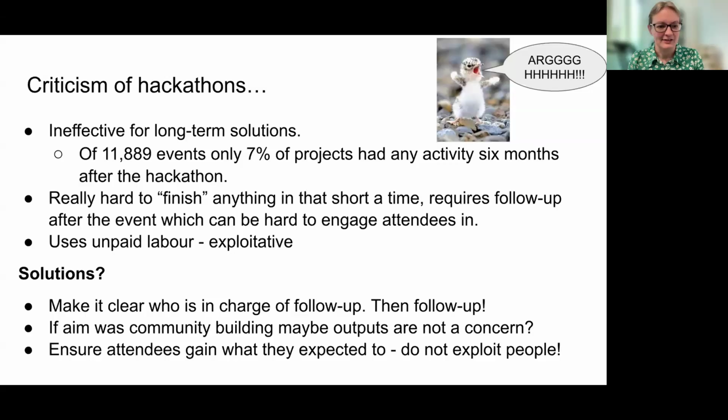So solutions: make it clear who's in charge of the follow-up and make sure follow-up happens. You don't want people to feel like they didn't get what they wanted out of it because nobody ever followed up with them. And maybe outputs aren't so important. If your aim was community building, then you might have still built a community without having anything physical to show for it at the end. Then make sure the attendees are gaining what they expected to. If you said they were going to get a paper out of it, they get a paper out of it. I feel like I shouldn't have to say this, but don't exploit people.